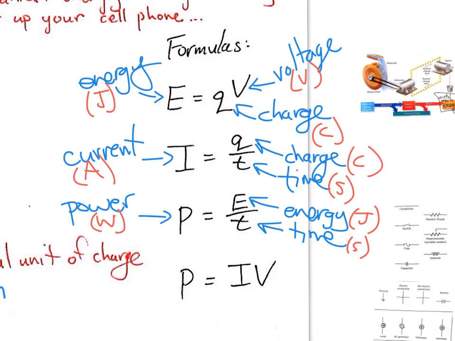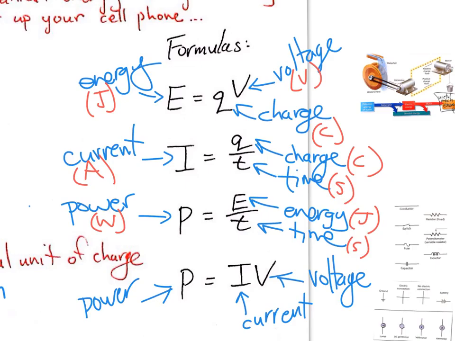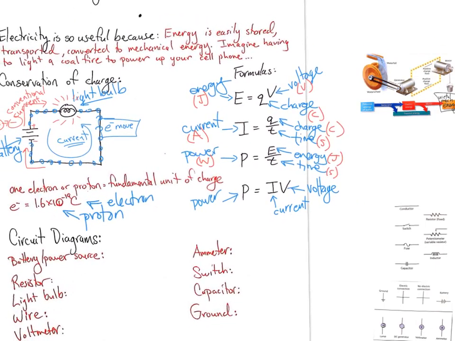And so these all kind of come together to give us this. This is new. When we're talking about the power dissipated or used or produced in an electrical circuit, we can say power is current times voltage. Current times voltage. And because the units for all of these are listed up here, I'm not going to rewrite them here, but you might want to. Okay. So those are some formulas.